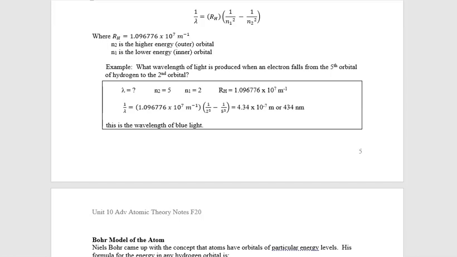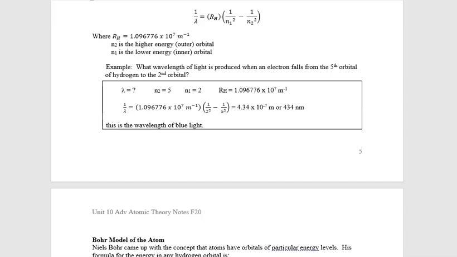Now, the number you come out with when you do that is not the number you see there, 4.34 times 10 to the minus 7. That's the reciprocal of the wavelength. So all you have to do on your calculator is divide 1 by that number, or just flip it, however you do that on your calculator, and that will give you 4.34 times 10 to the negative 7th.